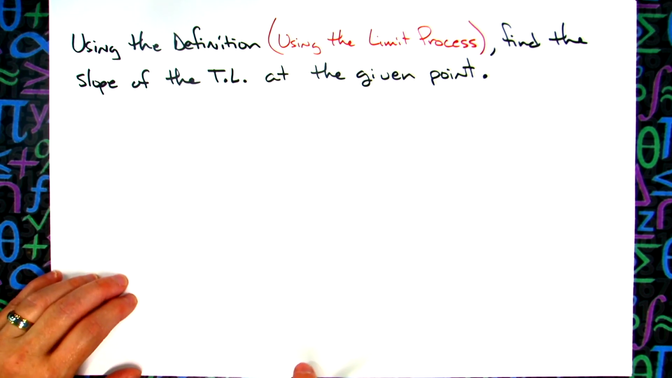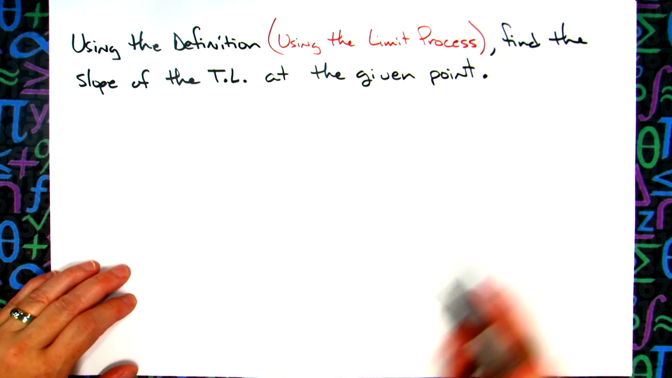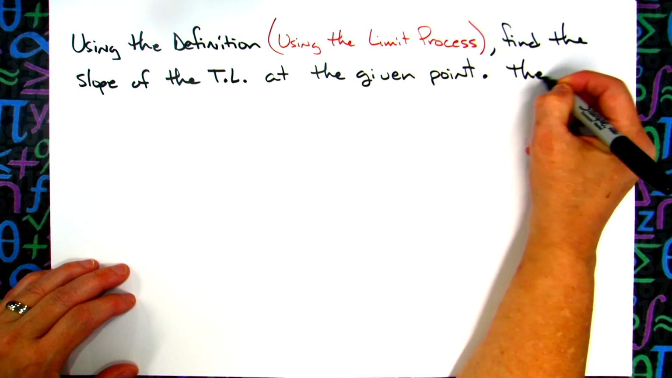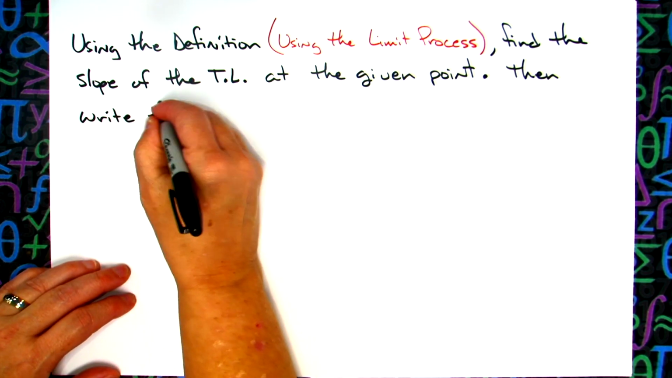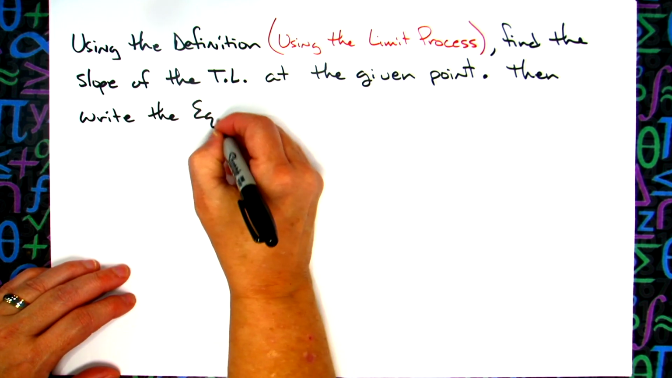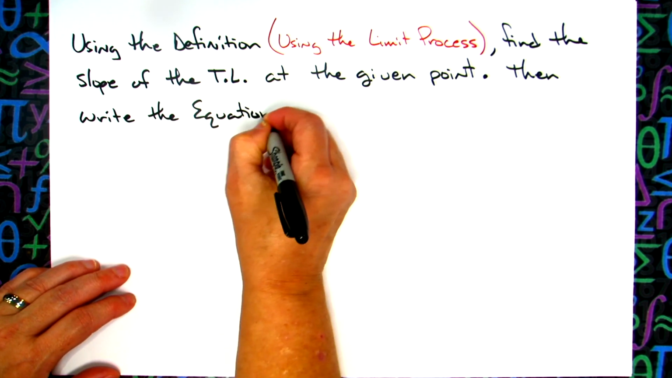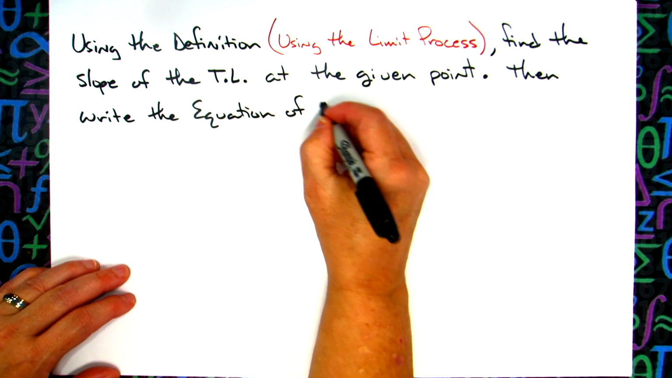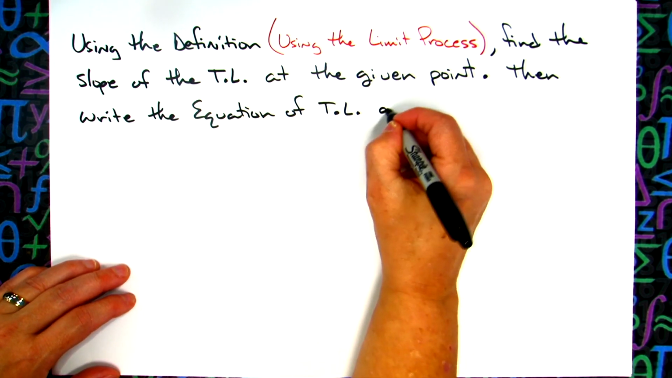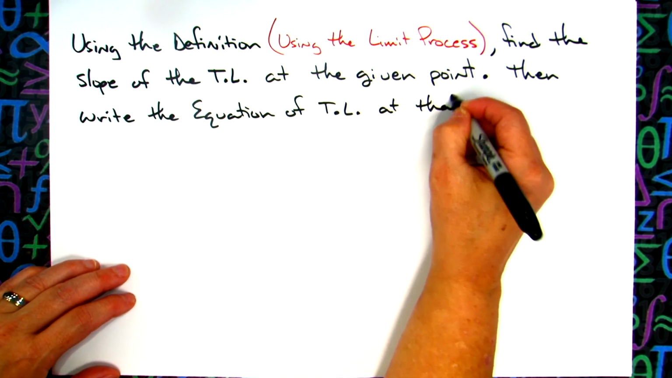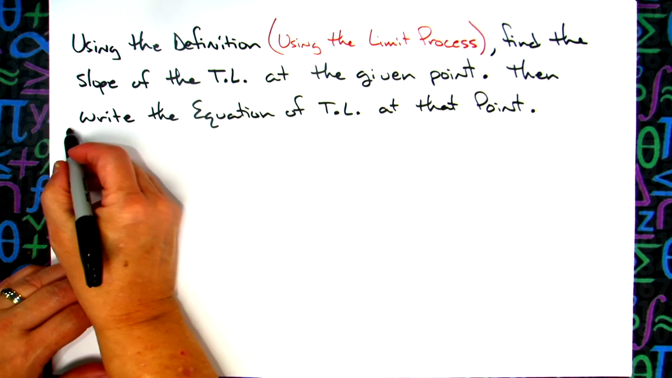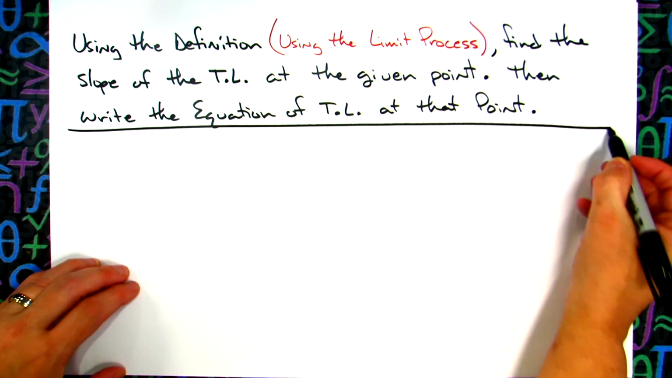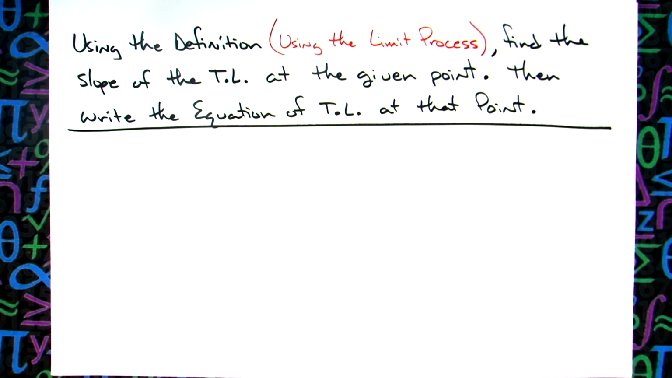Can we do this as a two-parter? Then write the equation of the tangent line at that point. So I'm kind of combining two questions here into one. That way we can just do one example maybe, and then move on to something else.